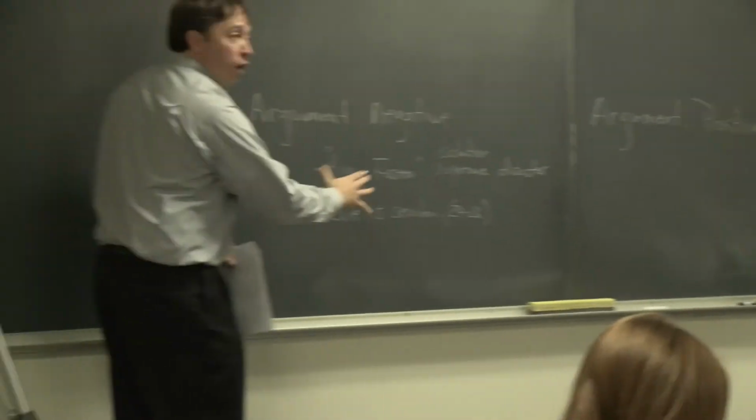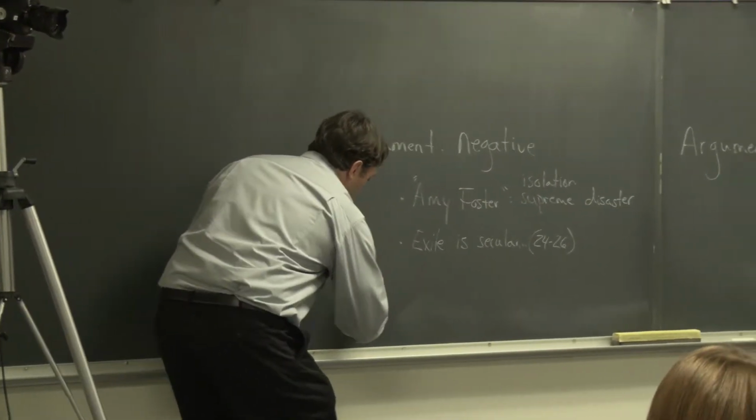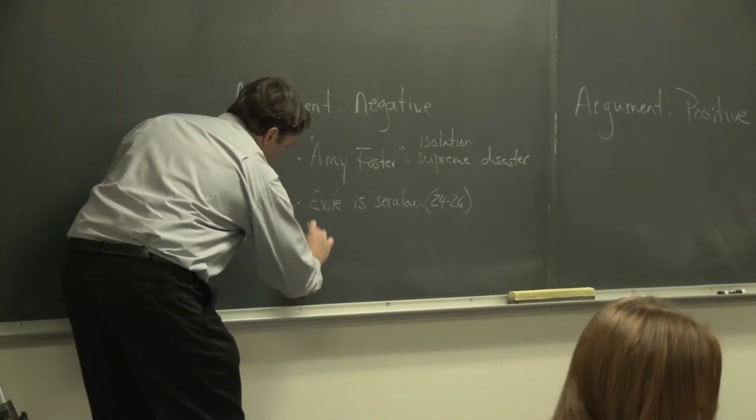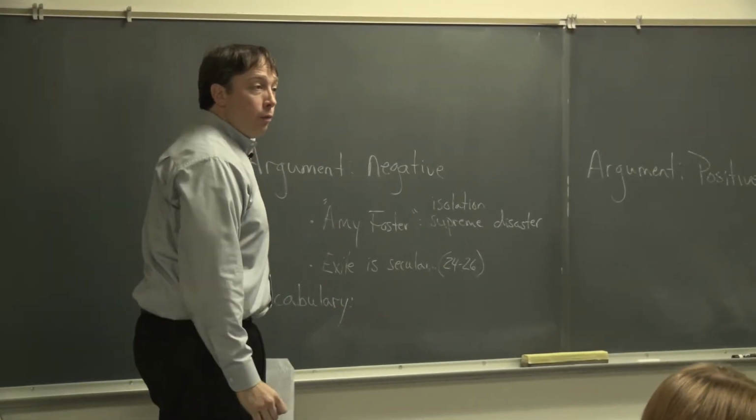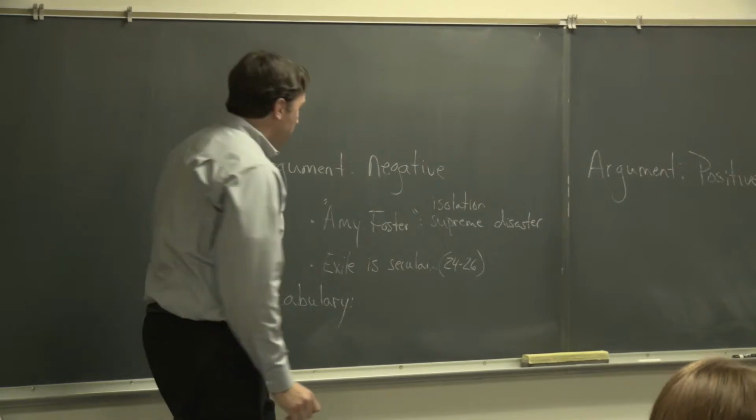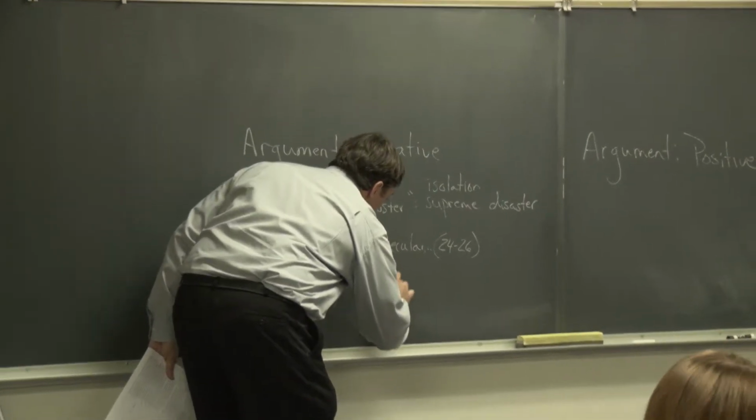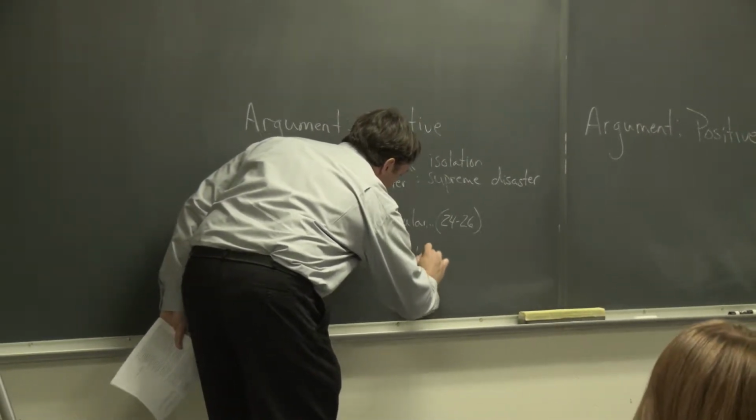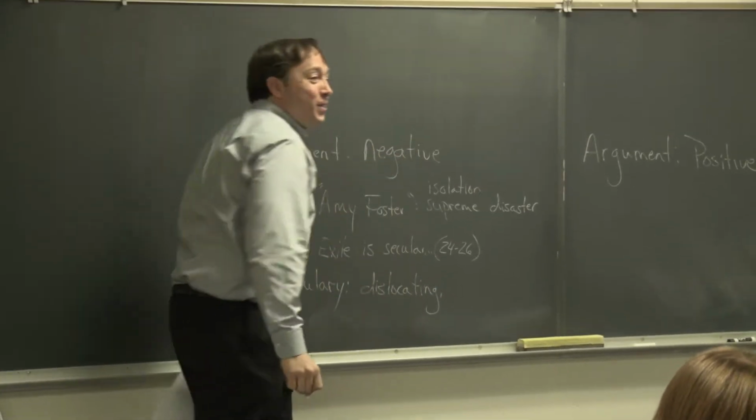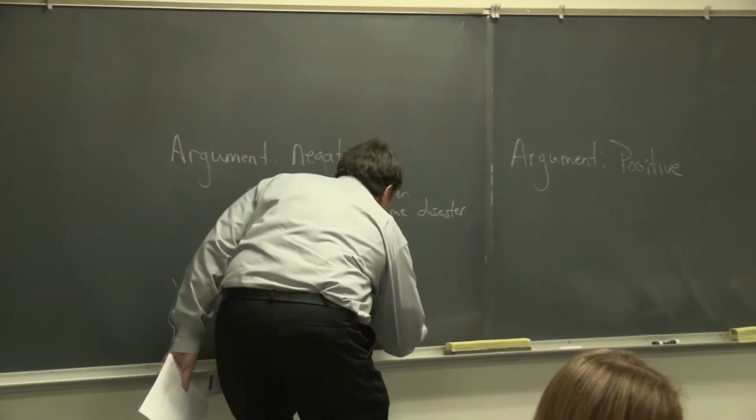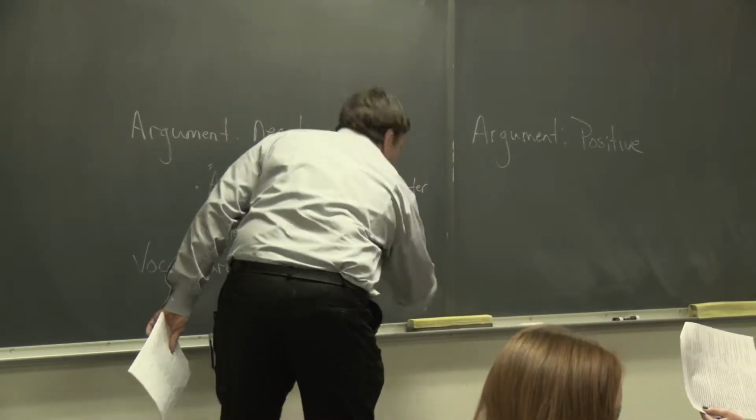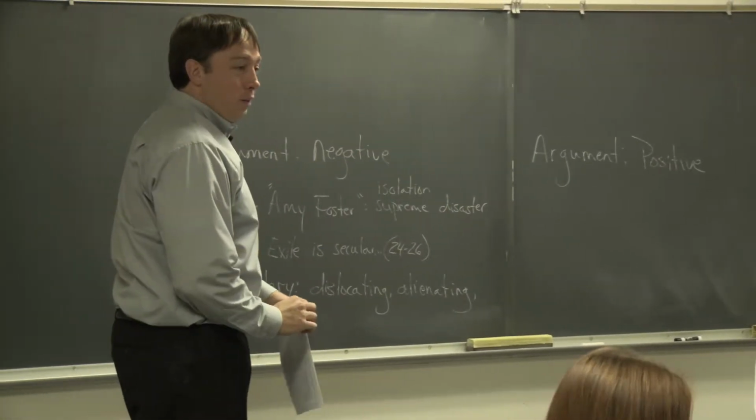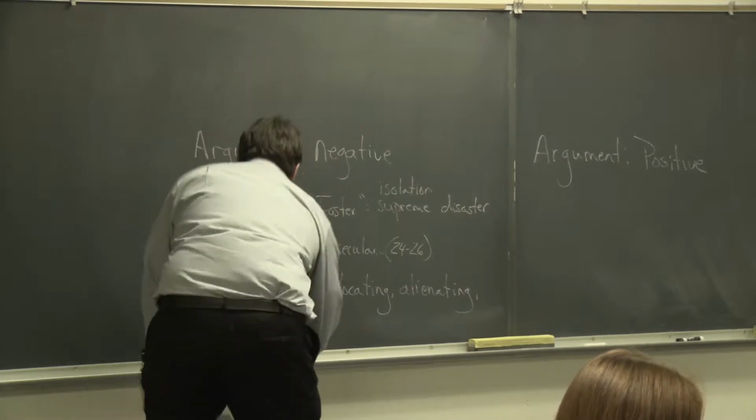Vocabulary terms that we would use to illustrate the negative effects of exile. What are some of them? What are some of the vocabulary terms? Anna? Dislocating. Dislocating? Paige? Alienating? Go ahead, yeah. Estrangement. Estrangement.